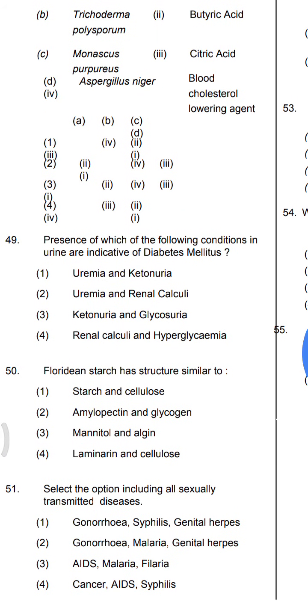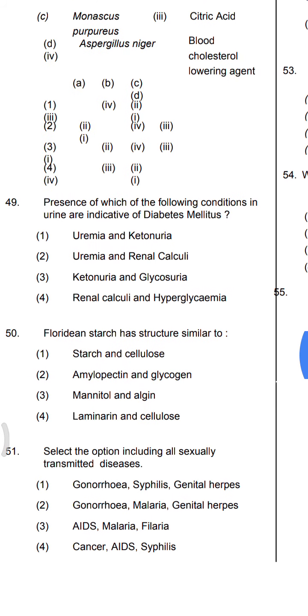Presence of which of the following conditions in urine are indicative of diabetes mellitus? 1. Uremia and ketonuria. Option 2. Uremia and renal calculi. Option 3. Ketonuria and glycosuria. 4. Renal calculi and hyperglycemia.